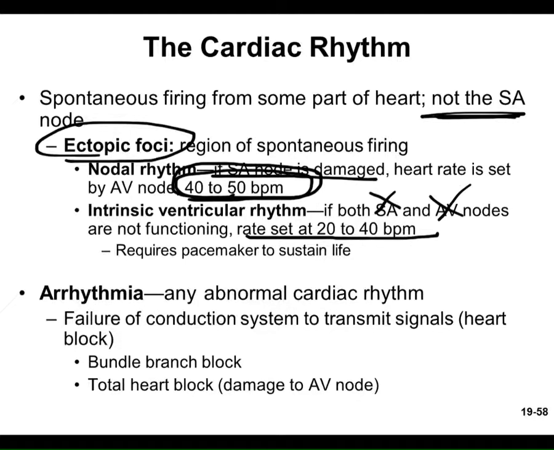An arrhythmia would be any abnormal rhythm. The A is a negating term, so a lack of rhythm or a lack of normal rhythm would be an arrhythmia. And again, we'll look at 4 or 5 different arrhythmias. This could be from a problem in the conduction system. That is, there's a block. The heart signal is not able to travel from one portion to another. So the time it takes for the electrical signal to travel is either slowed down or completely blocked.